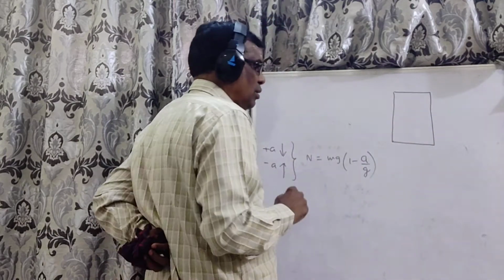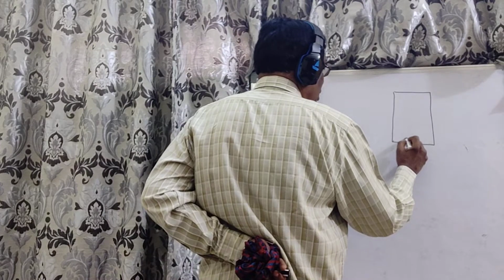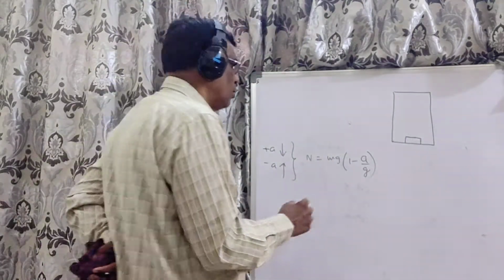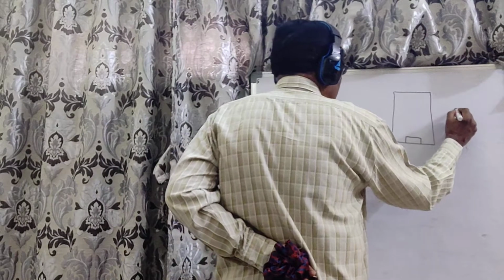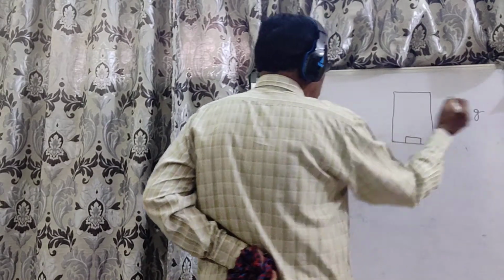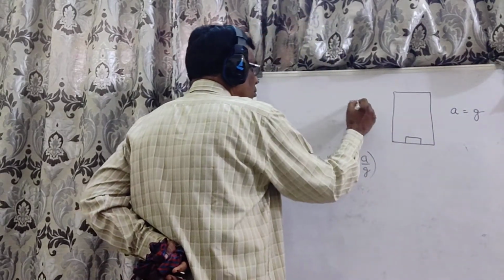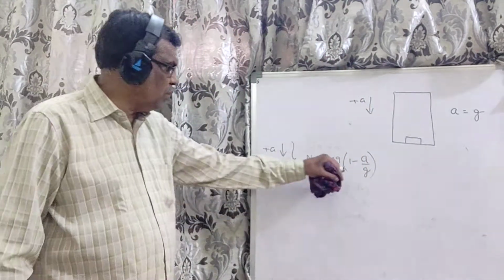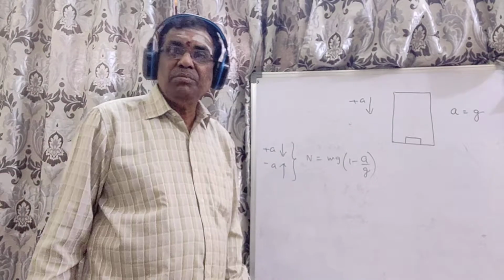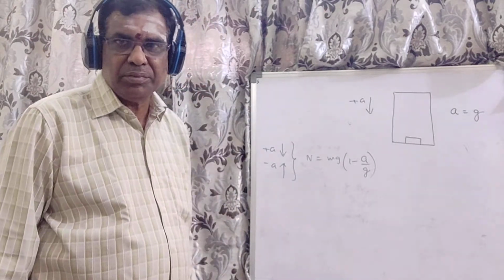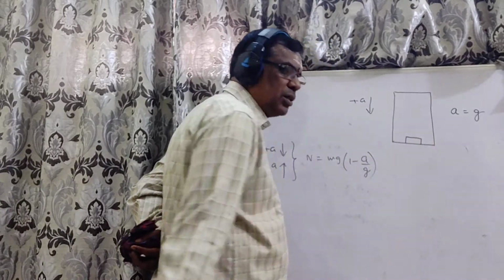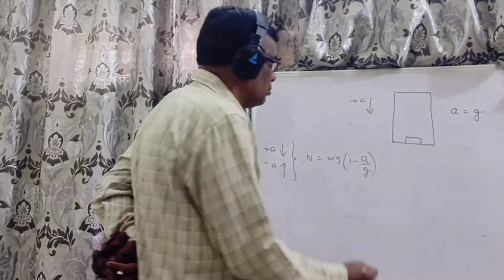This is the elevator. This is where the body is. Okay? Now, suppose I say a is equal to g. It's accelerating down, a is equal to g. What will happen? N becomes 0. That means contact is lost between the two bodies.